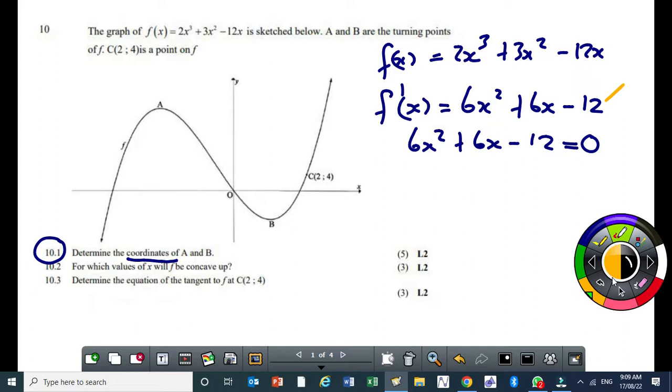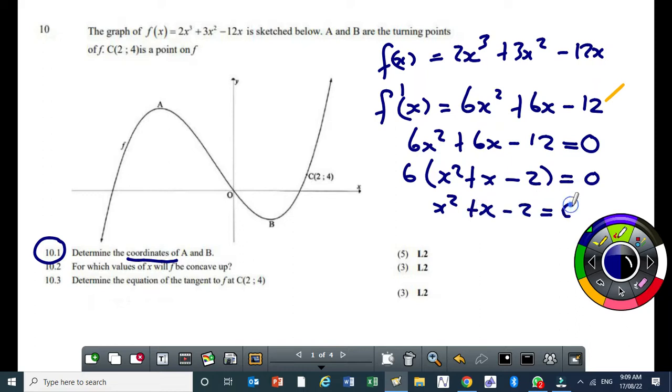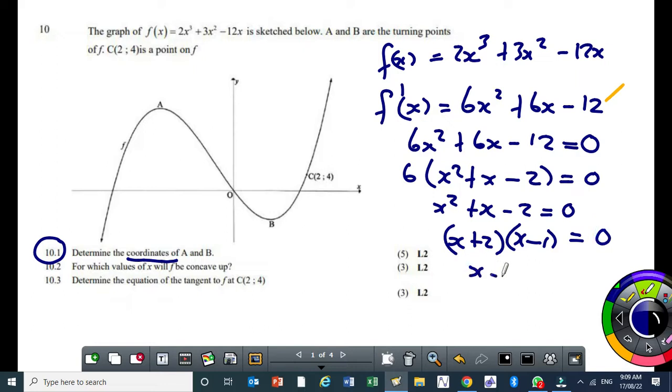So let's find the x values. Now here I'm going to solve by factorization. So I'll take a common factor, then divide both sides by the common factor so that the equation becomes x squared plus x minus 2 equal to 0. Then you should be able to solve this. So it will be x plus 2 times x minus 1 equals 0, so x will be equal to negative 2 or x will be equal to positive 1. So what this means is at A, x is minus 2, at B, x is equal to positive 1.